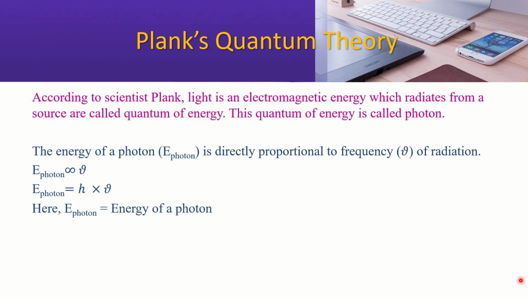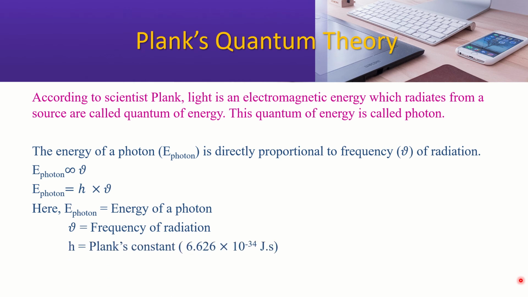Here E equals energy of a photon, nu equals frequency of radiation, and h equals Planck's constant. It has a fixed value, and in SI unit the constant value is 6.626 × 10^-34 joule second. So, E equals h nu is known as Planck's equation.